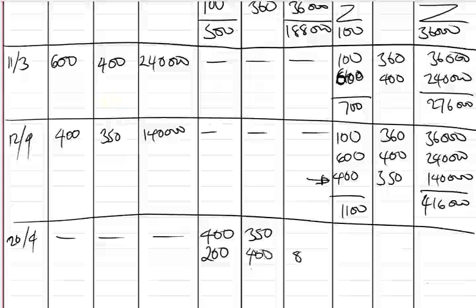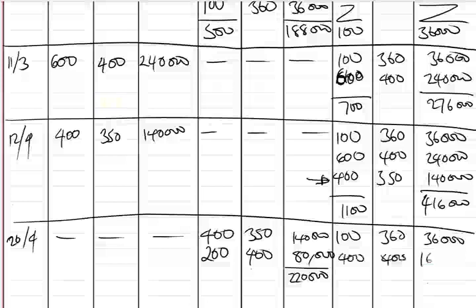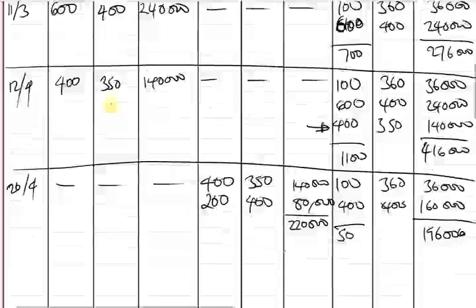So this is going to be 140,000, and this one will be 80,000. If you add that up, it's 220,000. Our balance will mean there will be 100 at 360, that's 36,000. On the 600, 200 have been sold. That means only 400 is remaining at 400, which is 160,000. Together, 196,000. So we can close up that. That means the boxes are 500 there.